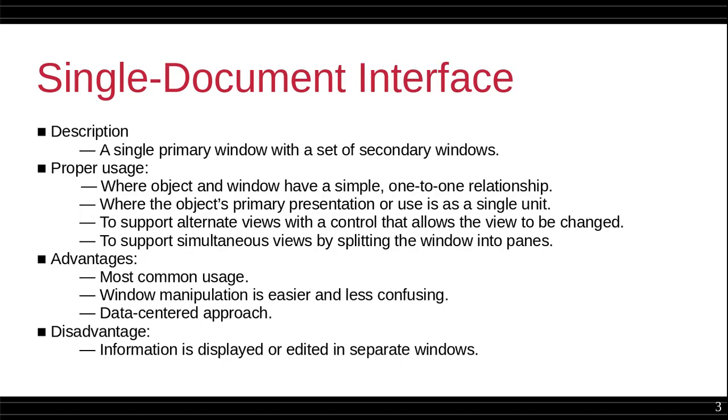Description: a single primary window with a set of secondary windows. Proper usage: where object and window have a simple one-to-one relationship, we can use this single document interface; where the object's primary presentation or use is as a single unit; to support alternate views with a control that allows the view to be changed; to support simultaneous views by splitting the window into panes. These are the proper usage.